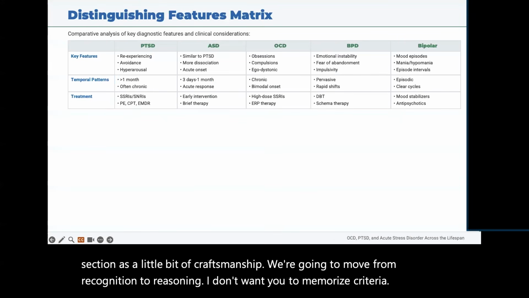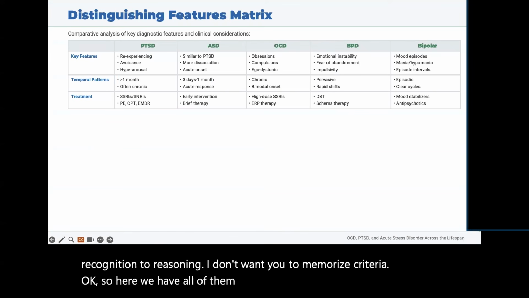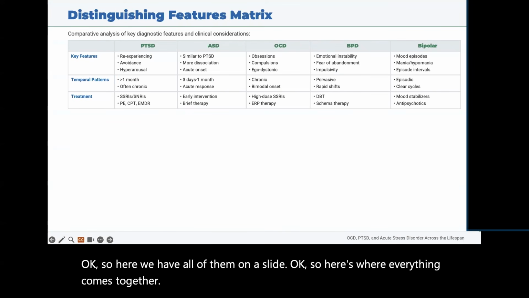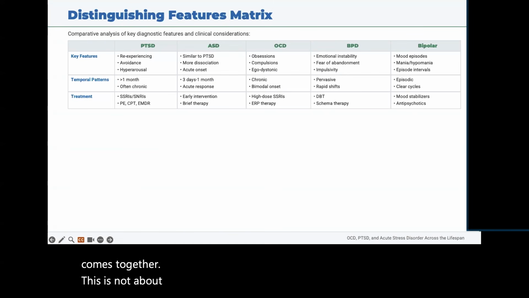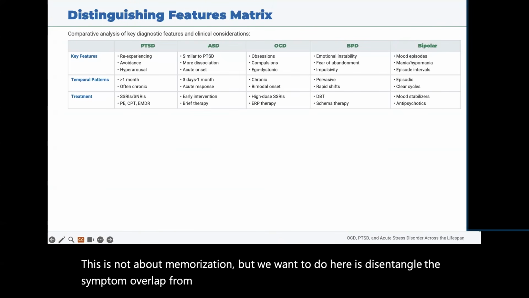Okay, so here we have all of them on a slide. Okay, so here's where everything comes together. This is not about memorization. What we want to do here is disentangle the symptom overlap from the core pathology. So let's start with PTSD because it's all the rage.